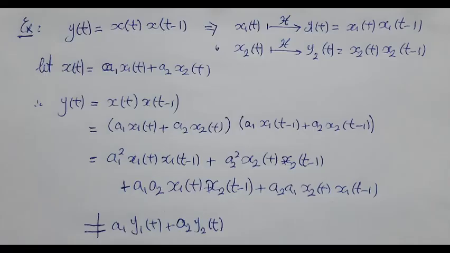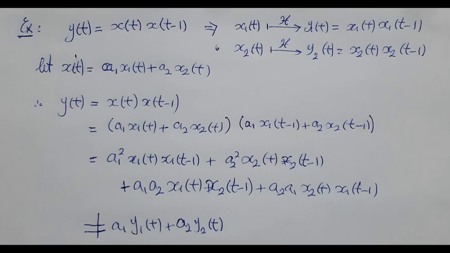Let's move on to another example where the system output y of t equals x of t times x of t minus 1. And let's see if this system is linear or not. So as you can see, using the same approach, we will let x1 of t be the input to the system and the output would be y1 of t, which is x1 of t times x1 of t minus 1. And assuming we have another input x2 of t, we will get y2 of t, which is x2 of t times x2 of t minus 1.